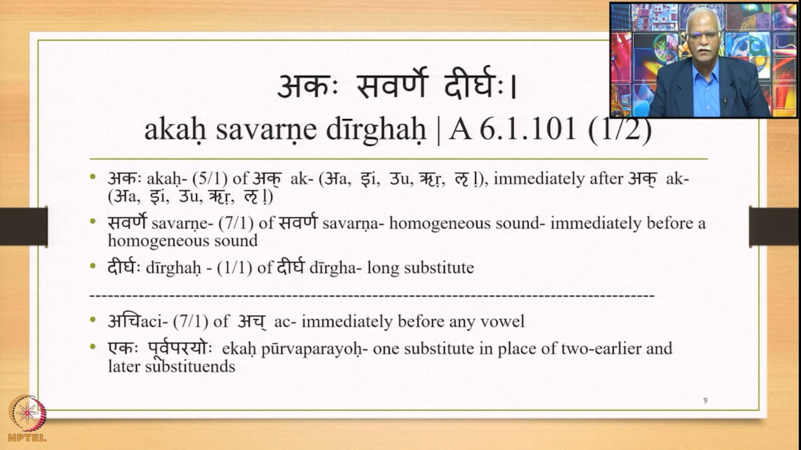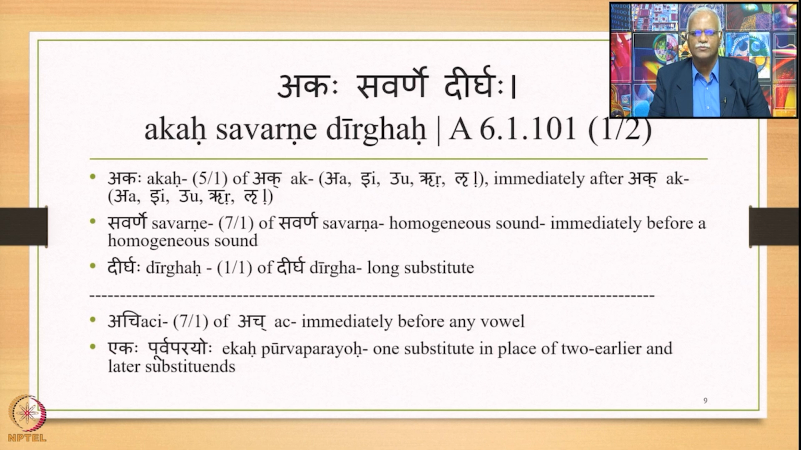Akas Savarne Dirghaha has got 3 words, 3 padas. The first one is Akaha, which is 5/1 of Ak. Ak is a pratyahara that takes into account the first 2 pratyahara sutras, namely Ayun, Roluk, thereby capturing the 5 vowels stated therein, namely A, I, U and Ru, Lu. That is Ak. So, Akaha means immediately after Ak, immediately after A, I, U, Ru and Lu.